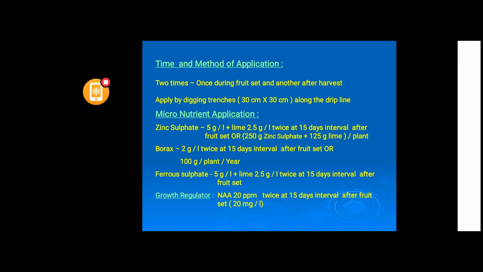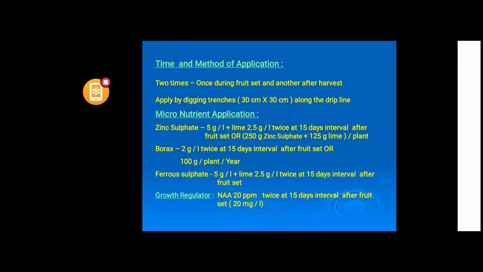Micronutrients: zinc sulfate 5 gram per liter with lime 2.5 gram, because the solution with zinc sulfate is acidic. That's why lime is given to neutralize the solution. 5 gram per liter is 0.5%. Zinc twice at 15 days interval after fruit set, or 250 gram zinc sulfate plus 125 gram lime can be given per plant as a drench in the fertilizer ring.